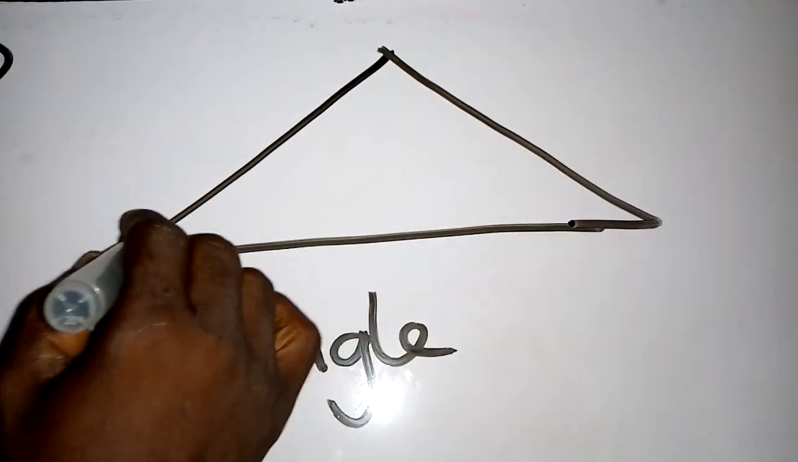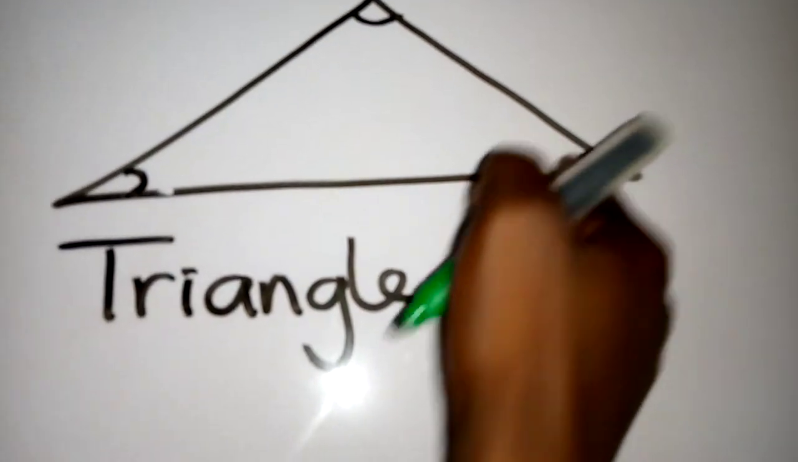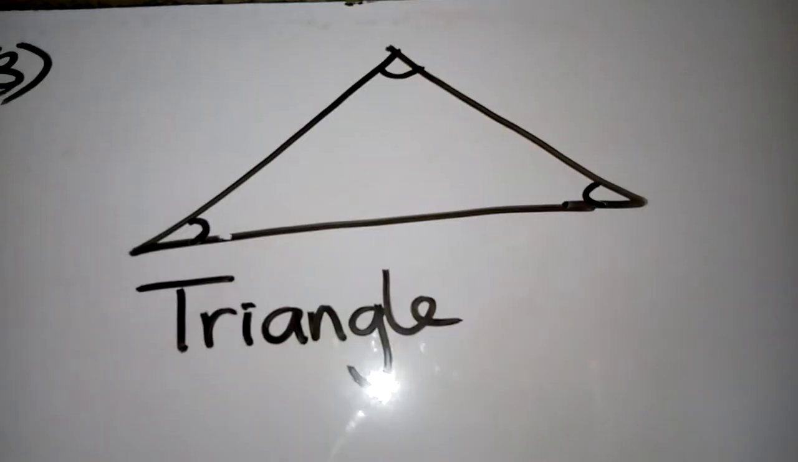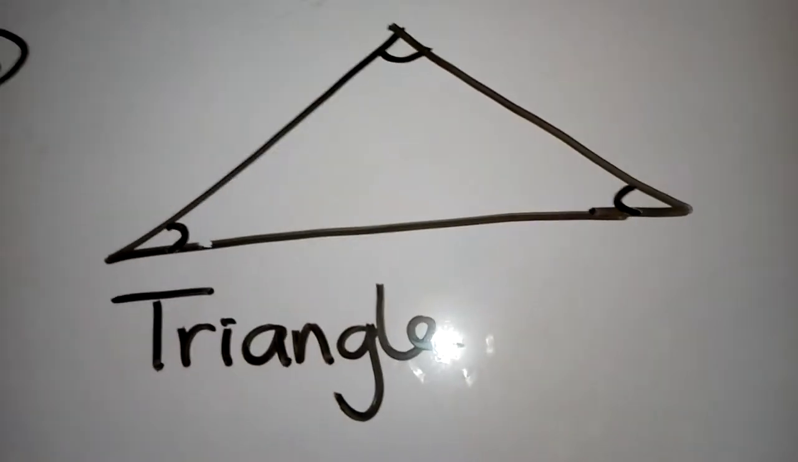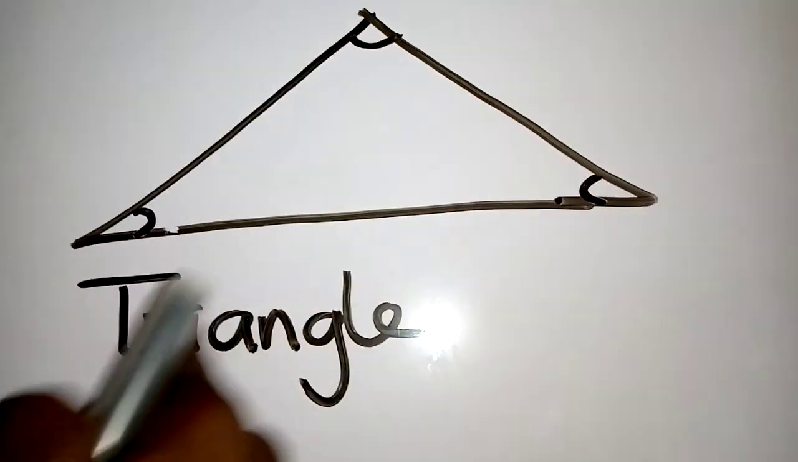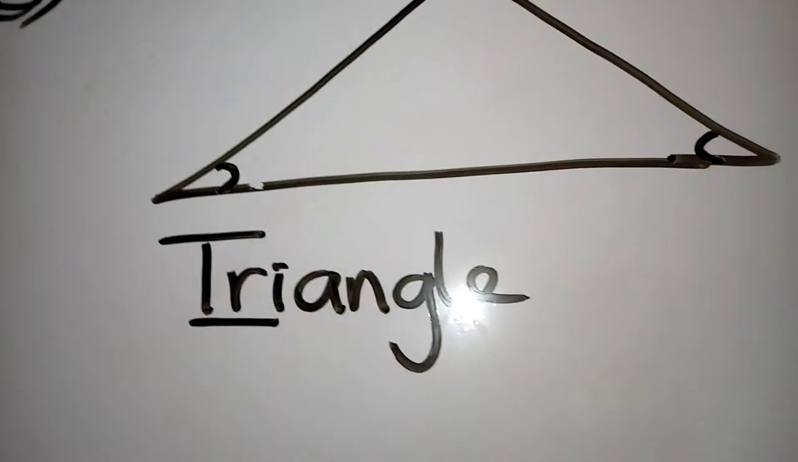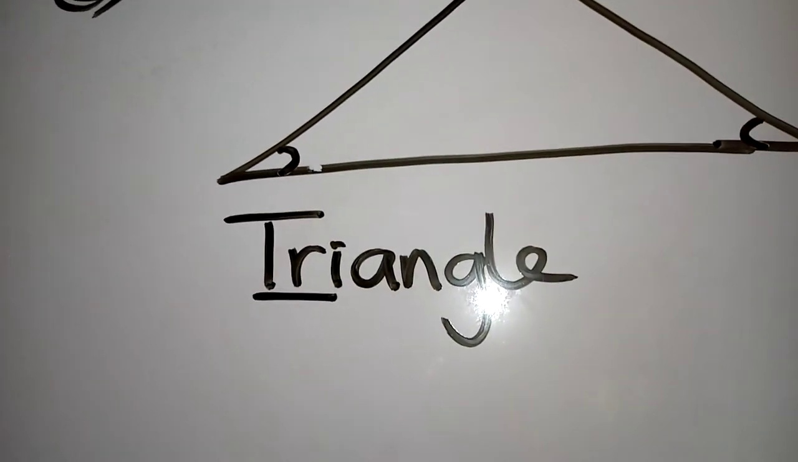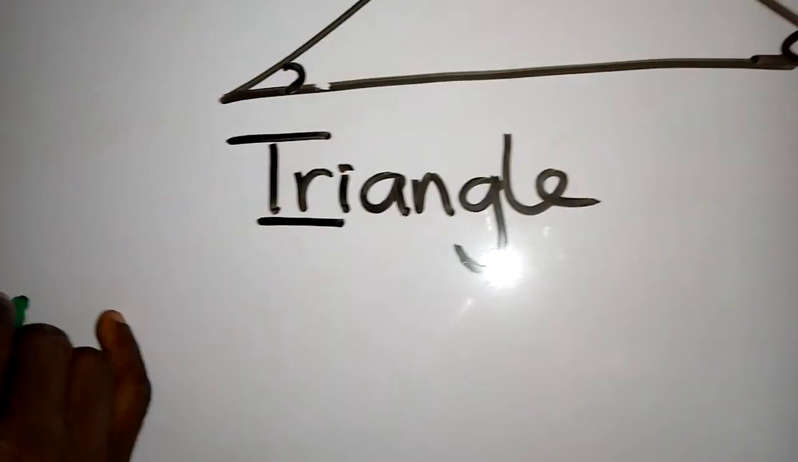Why do we call it a triangle? Because it has three angles, not like a square or a rectangle, which both have four angles each. That's why we call it a triangle. Tri means three. A triangle is also a good example of a plane shape or two-dimensional shape. Now we go to example 4.